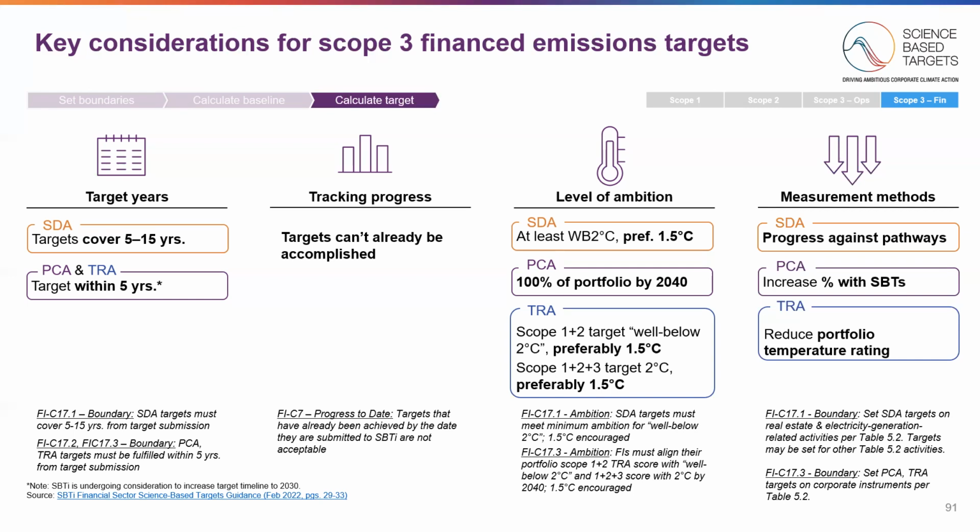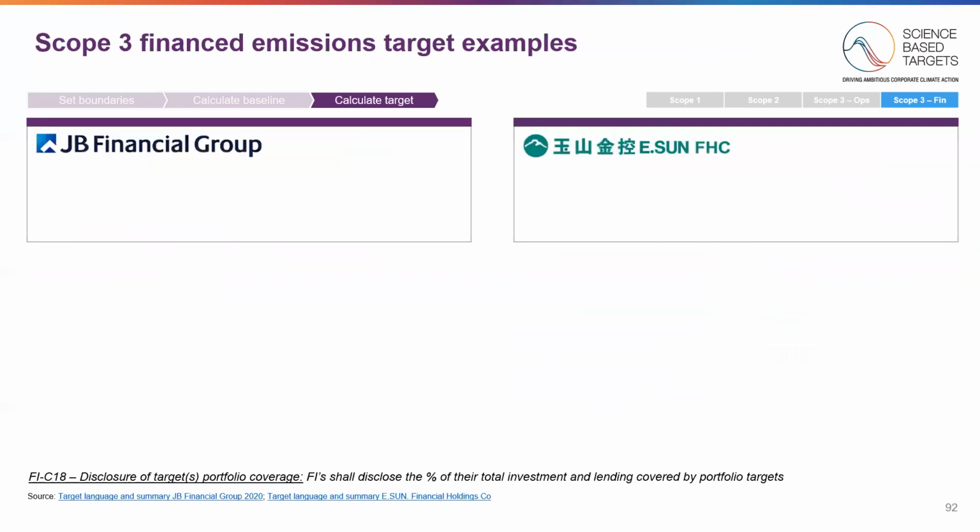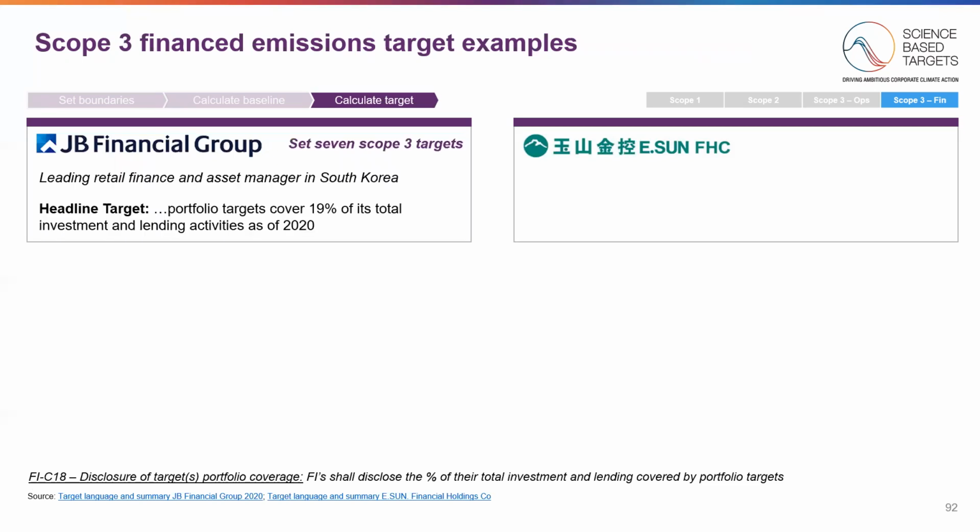Now that we've discussed the key components and considerations of Scope 3 finance emissions target, we can highlight some examples of already submitted and third-party validated targets. To synthesize the content from this module, we're highlighting 2 example targets submitted by JB Financial Group and eSun Financial Holding Company. JB Financial Group is a leading retail and finance asset manager in South Korea. They set 7 Scope 3 targets, and their current target covers 19% of total investment and lending portfolios.